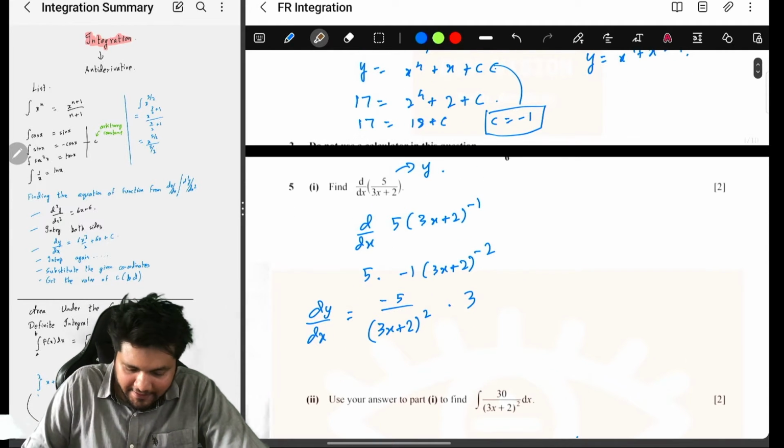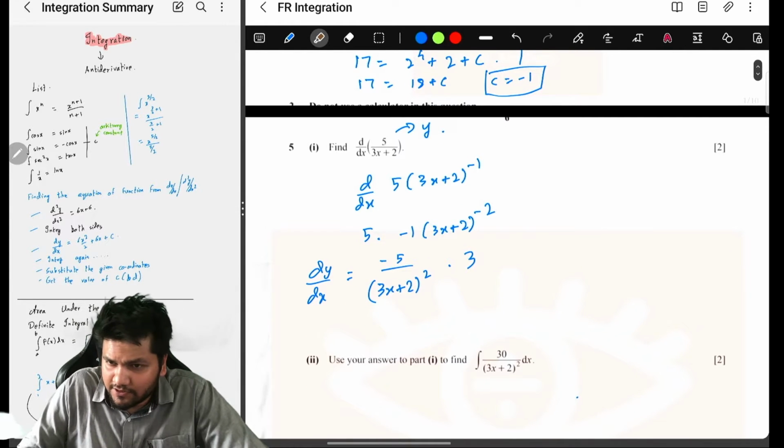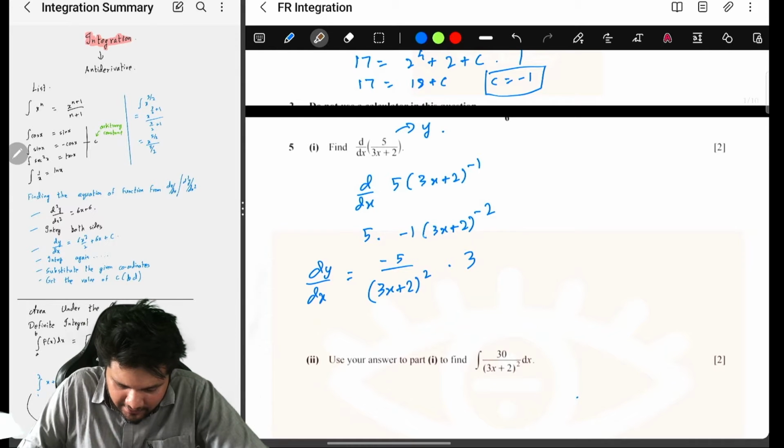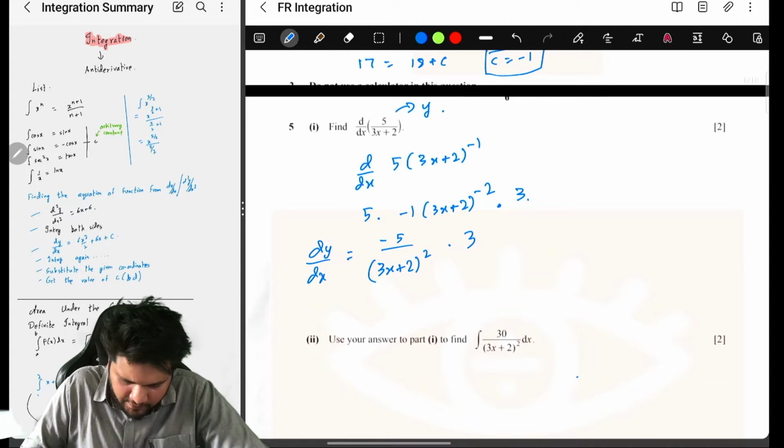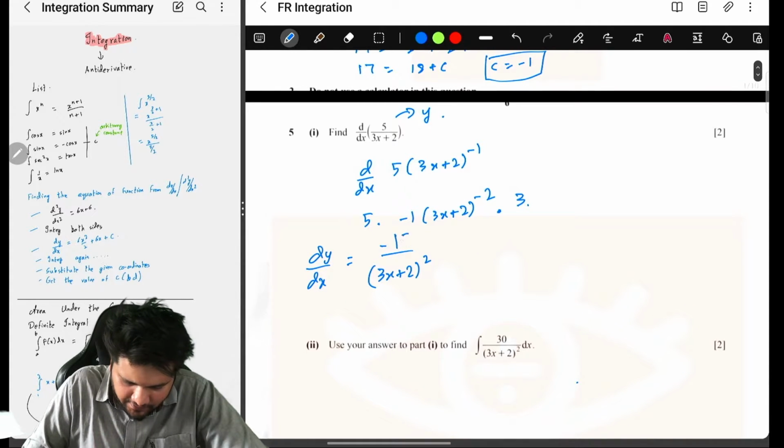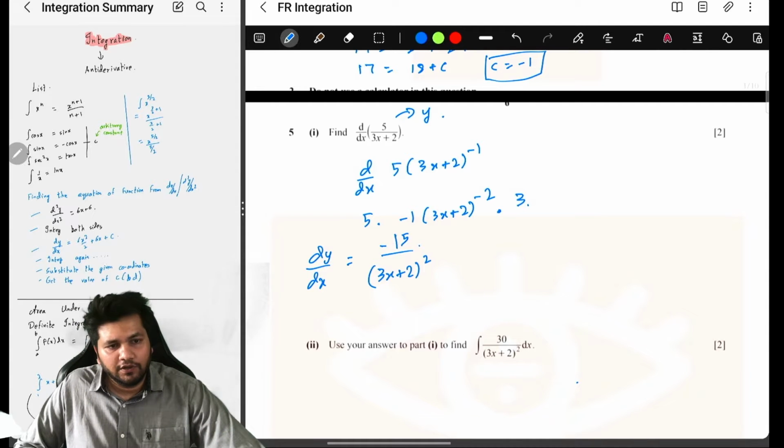Now what about this thing, d/dx of 5 upon 3x plus 2? Again, differentiation, so we'll just do it normally. Chain rule we are going to use, 5 constant outside, then -1 into 3x plus 2 to the power of -2, into the derivative of 3x plus 2, which is nothing but 3, which in turn will give me -15 upon (3x plus 2) to the power of 2.